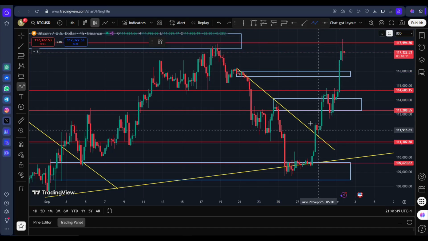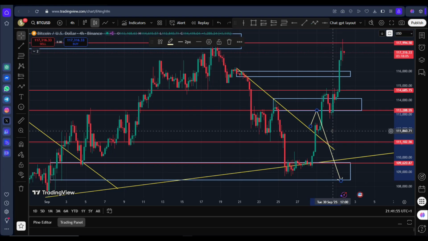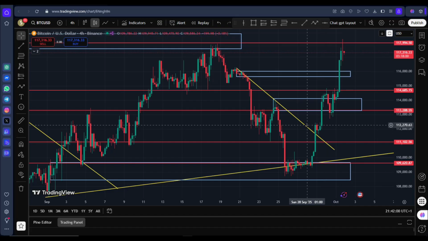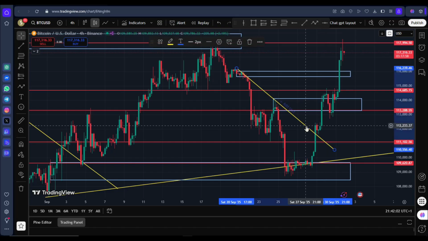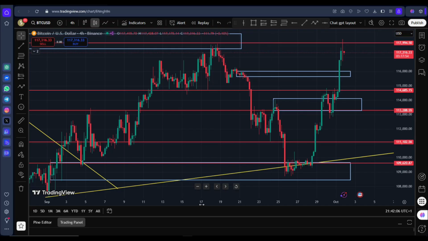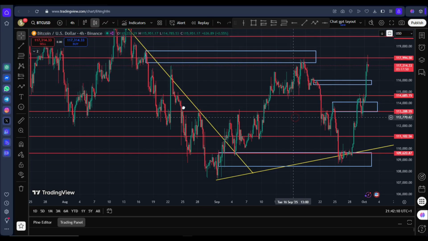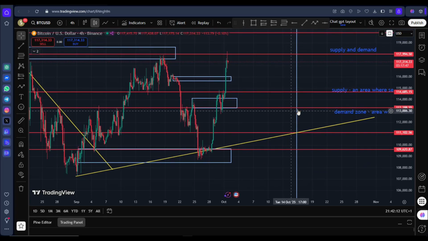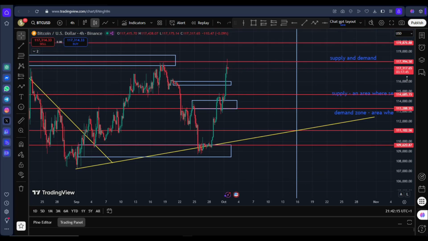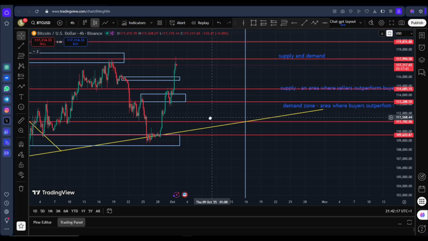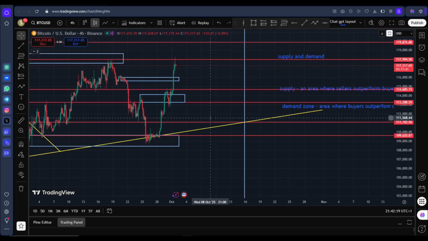So trend is your friend, always follow the trend. When you are following the trend, your trades come a lot easier, you make a lot more profits, and your probability of actually taking a profit increases. Okay, so with that being said, that's how you identify your supply and demand zones. Just look for the opposite candle right before the most impulsive move.